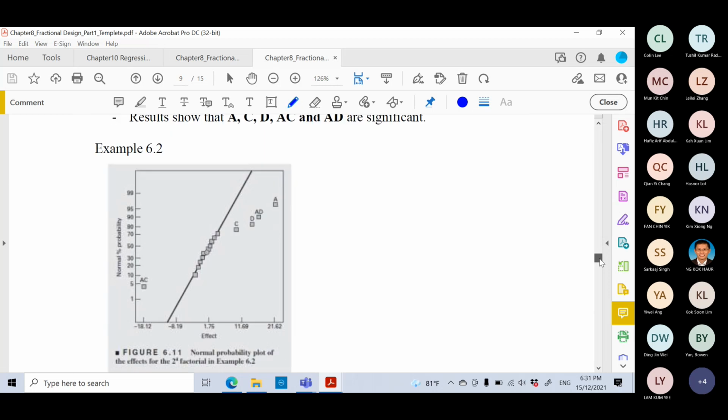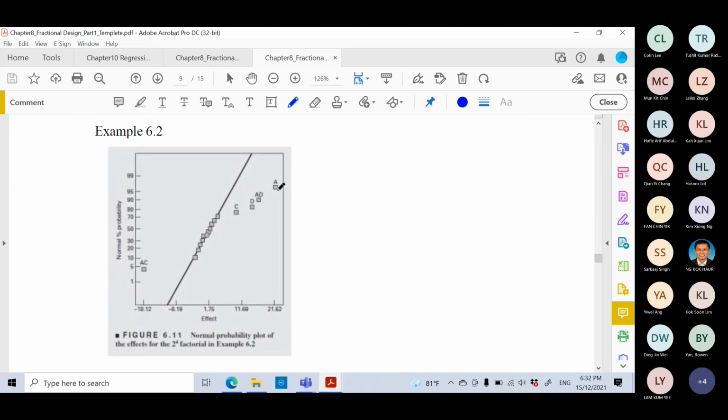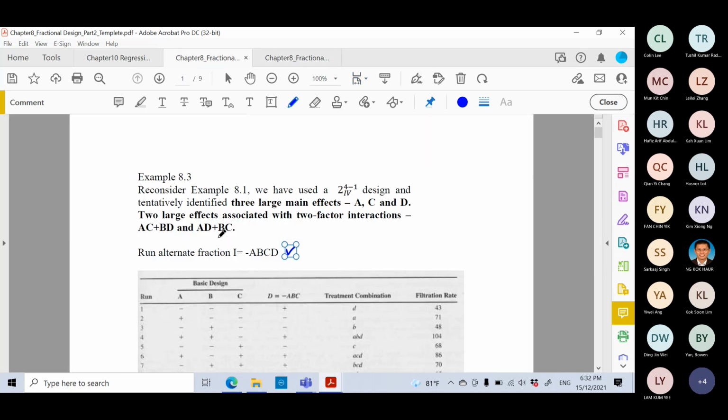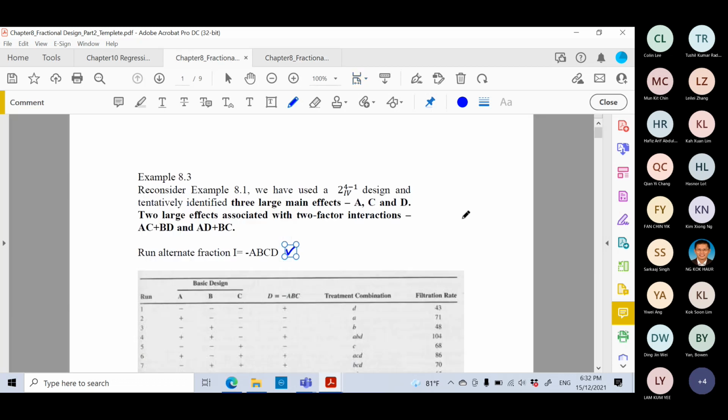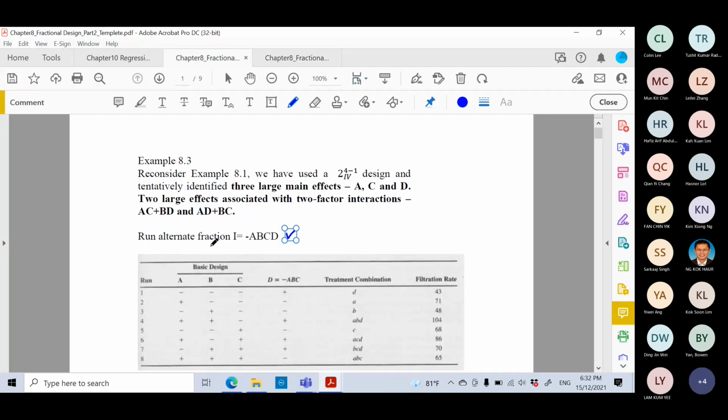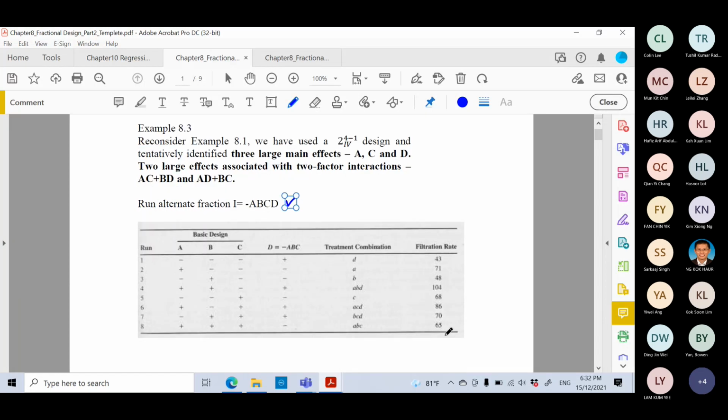Okay, based on example 8.1, these are the things you have identified: A, C, D, and AD. Of course, AC can also be considered a large effect, so altogether you have these here. Now if we run the alternate fraction on the negative side, these are the experiments they run. If we combine example 8.1 and 8.3 together, then this will become the full factorial design.